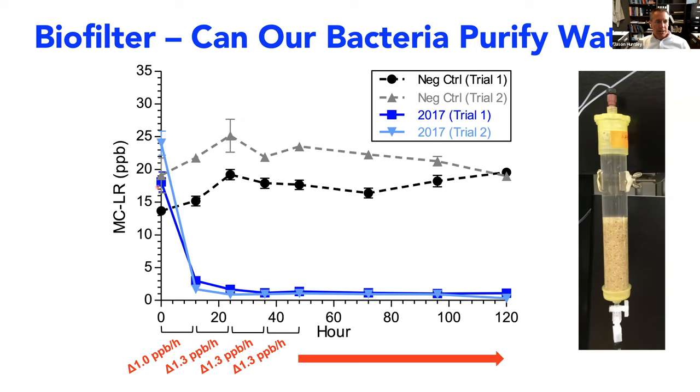I want to be clear. If you look at the concentration here, we're adding about 20 parts per billion of microcystin. That's 20 times more than the EPA limit. So we're really pushing hard on these trials to show how efficacious our bacteria are. I've calculated here at the bottom, 1 to 1.3 parts per billion, that's per hour. So we really think these studies show that in a filter where we're running water constantly for 5 days, our bacteria do an amazing job of removing microcystin toxin from the water.